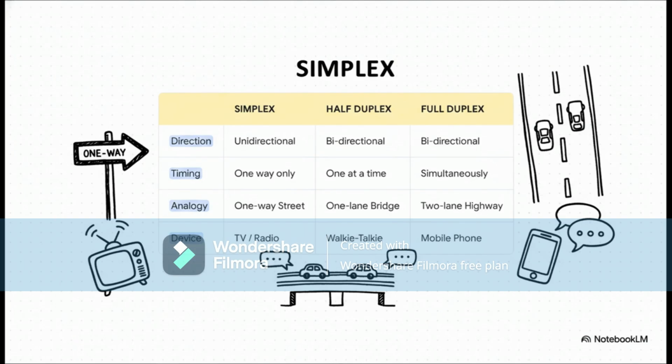Let's run through it. For direction, simplex is the odd one out. It's only one way. The other two are bidirectional. The key difference is the timing. Half duplex is one at a time, but full duplex is at the same time. And those analogies, one-way street, one-lane bridge, two-lane highway, just tie it all together with the device examples. You should probably screenshot this or write it down.